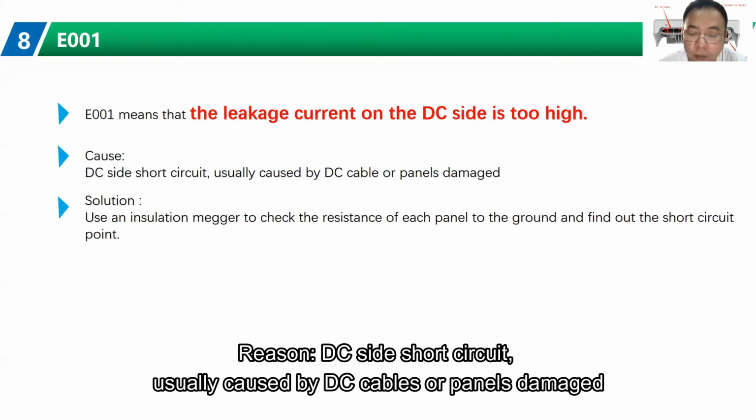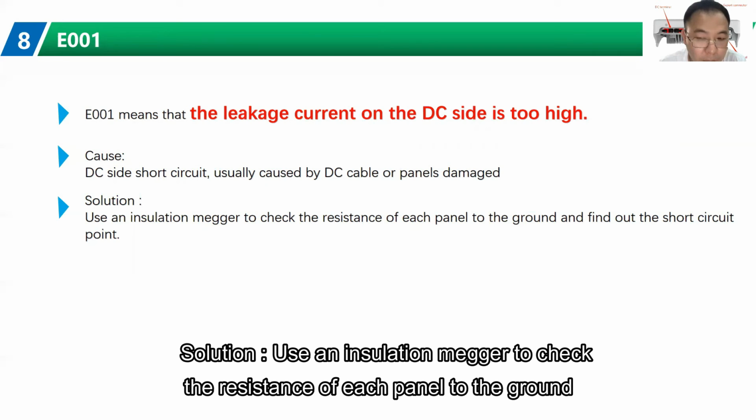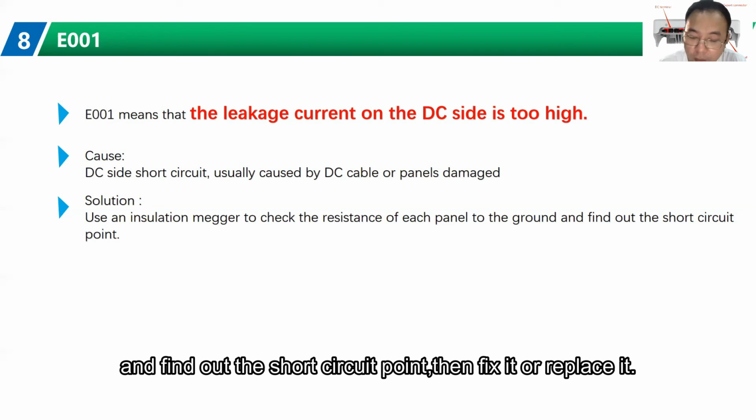DC side is short circuit, usually caused by DC cables or panels damage. The solution for it: we have to use an isolation meter to check the resistance of each panel to the ground and find out the short circuit point, then fix it or replace it.